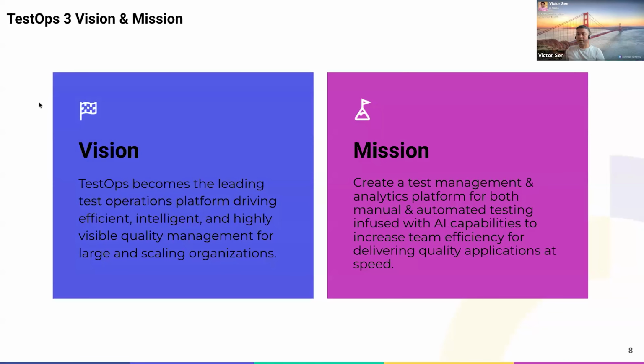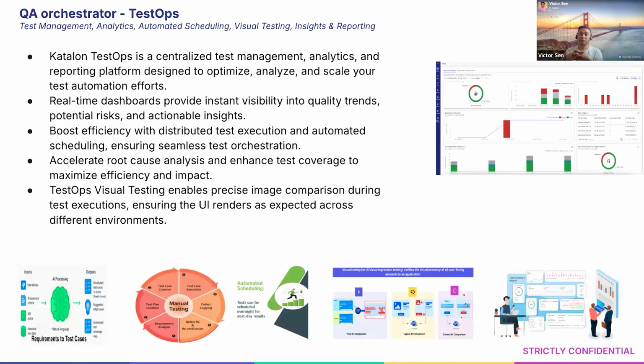Now we won't be having this one. Now, yeah, this is the high level of the QA orchestration that you can perform on Desktops. By this time, you must be aware that OK Desktops is a centralized test management, analytics, and reporting platform. Why we use it? We use it to analyze, scale, and optimize the testing efforts.